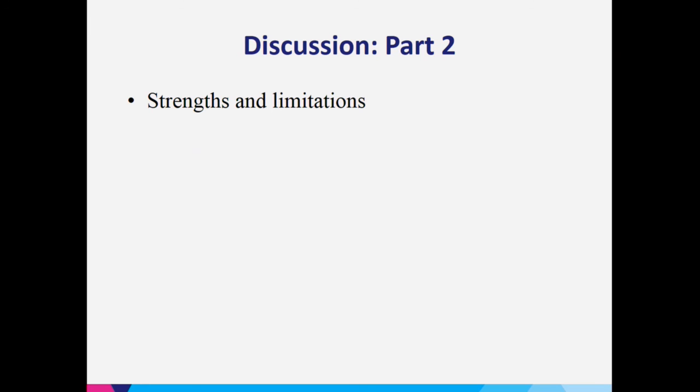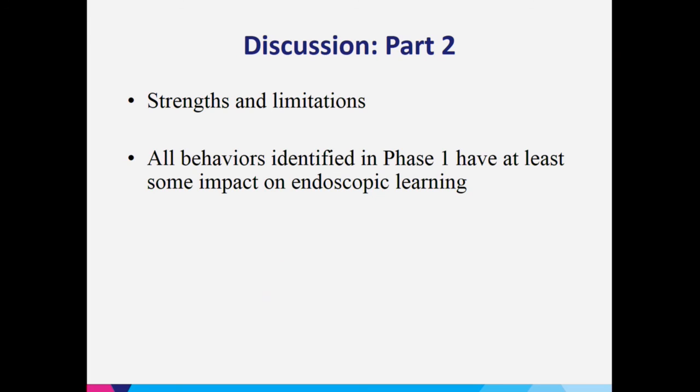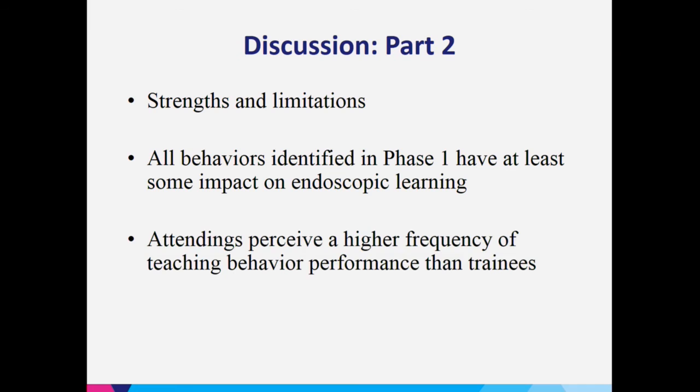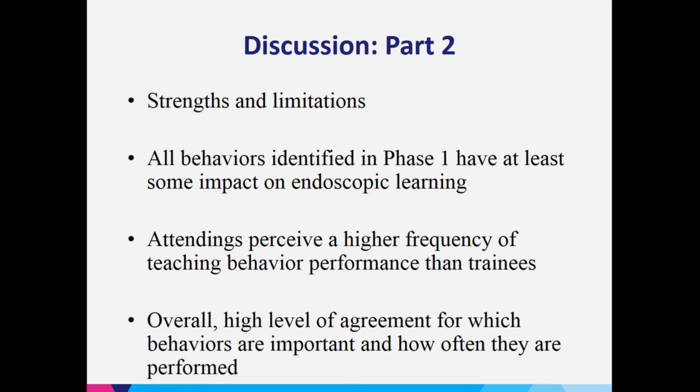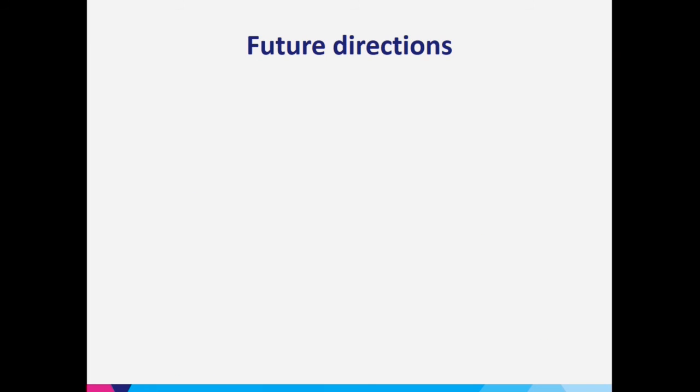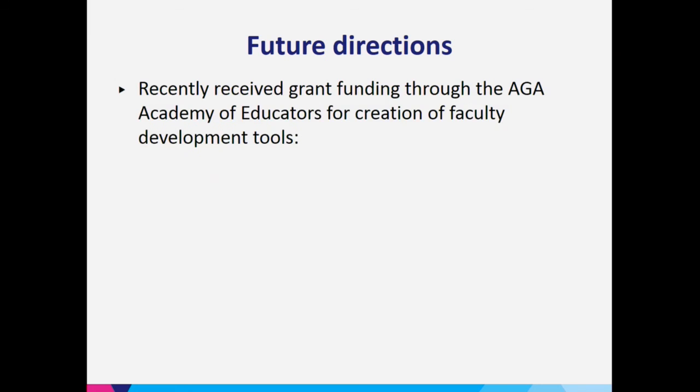So the strength from this is that I was able to get some data objectively about how impactful these behaviors were in a quick survey. Limitations are that the attending response rate really pales in comparison to the fellow response rate, as well as the fact that this is subject to significant recall bias. However, all behaviors identified in phase 1 of the study were found to have at least some impact on endoscopic learning. And though attendings perceive a higher frequency of teaching behavior performance compared to trainees, overall there's a high level of agreement for which behaviors are important and how often they are performed.